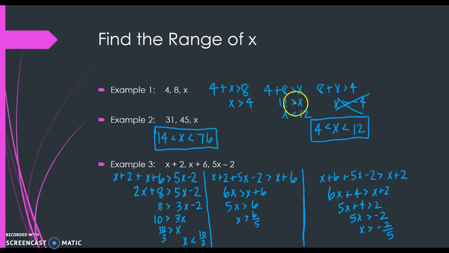Just like before, if it's going to be bigger than a positive number and bigger than a negative, the negative will always be overpowered. So in this case, because I know it's going to be bigger than 6/5, the negative 2/5 goes away. So I'm just looking at being greater than 6/5 but less than 10 thirds. So I'm going to put the smaller number first, use less than signs, put x in the middle, and the bigger number comes second. And there is my answer. That's the range for the possible values of x, so that this is still a triangle.